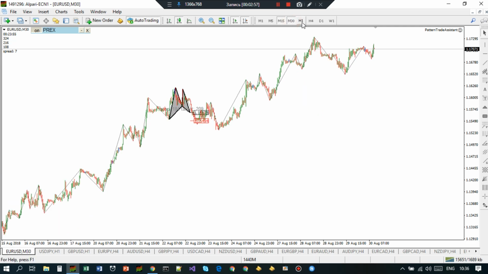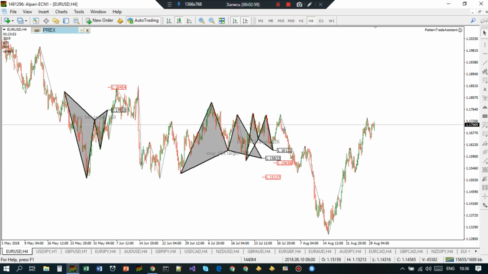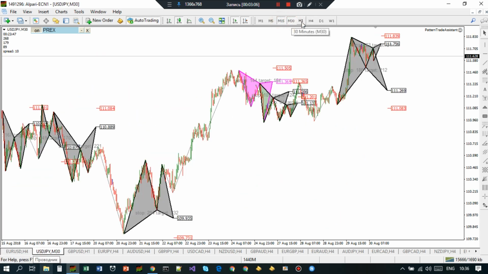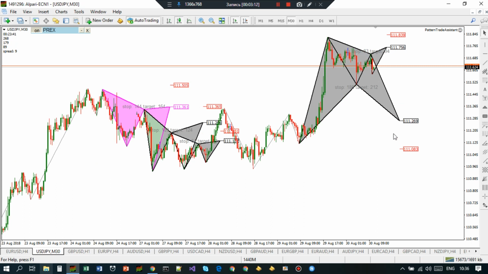15 minute is nothing, 30 minute nothing, 1 hour nothing, 4 hour nothing. Euro-Dollar is done. Let's go Dollar-Yen. 15 minute nothing, 30 minute. Okay, we have two potential patterns on 30 minute Dollar-Yen. Let me zoom it in. So the first pattern is here. The completion goes to 111.26.9.